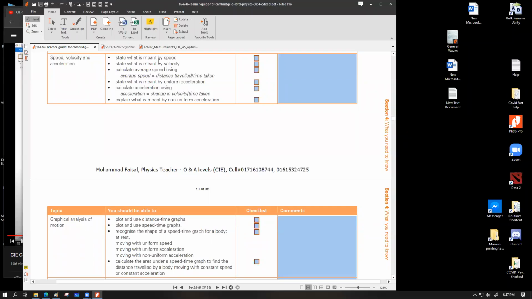Okay, sir, thank you. Sure. Non-uniform retardation. Acceleration and retardation pretty much mean the same thing. Acceleration typically means speeding up. Retardation means slowing down. So one would mean velocity increasing, another would mean velocity decreasing.